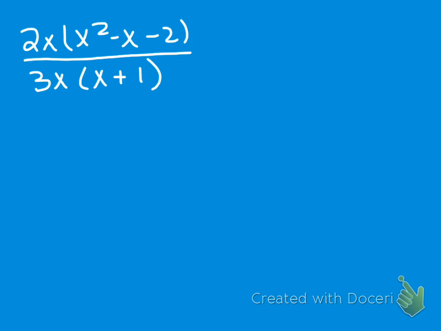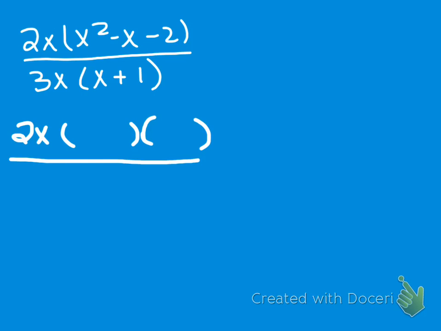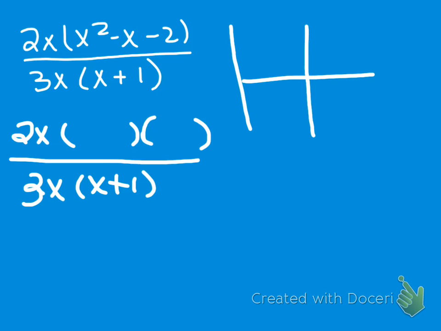Okay, so we're going to rewrite the 2 and the x, and we're going to factor. You've been doing this with the box method for a while. This one up here, see, this one's already down here. It's already factored for us. So we're going to put our box over here.